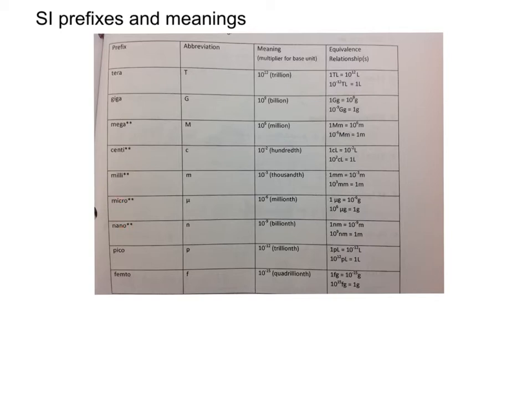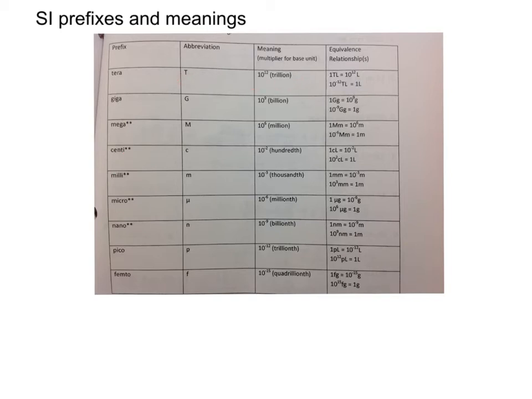Okay, so we'll just go, this is on a page in your packet. Since we didn't send the packet to the print shop yet when we're recording this, I can't tell you the exact page, but find this page in your packet, and we'll just run down through them really quickly. All right. So the first one is tera. It is abbreviated with a capital T. It is a trillion. That's 10 to the 12th.